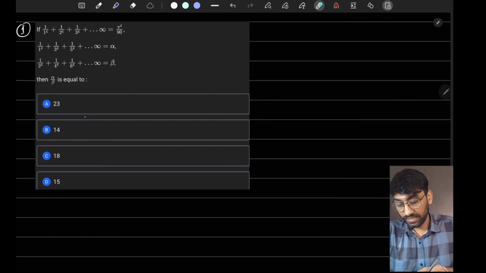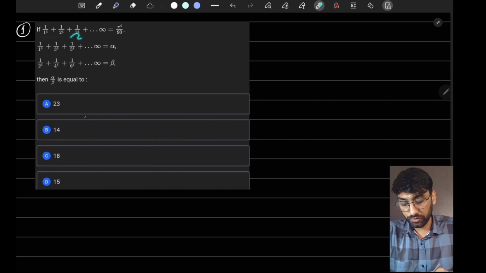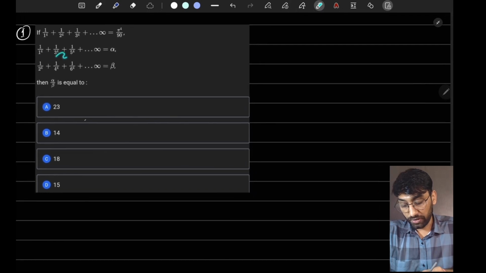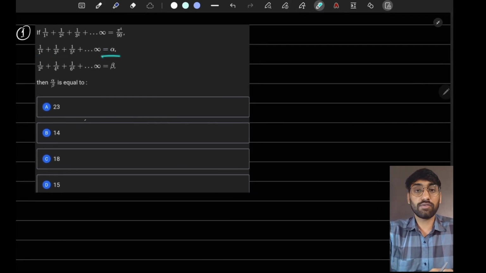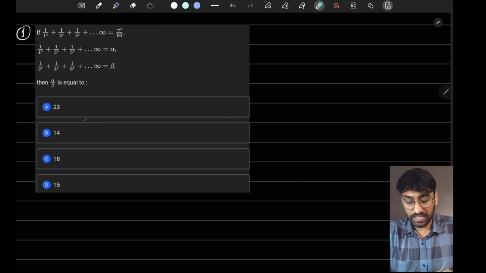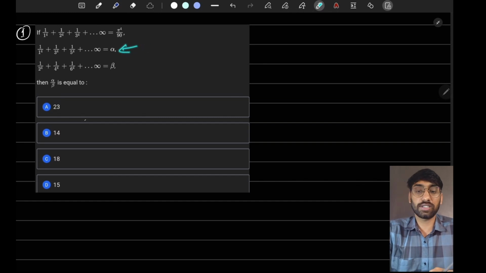Okay, so what are they saying? They are saying that 1 upon 1 power 4 plus 1 upon 2 power 4 plus 1 upon 3 power 4 till infinity equals pi power 4 by 90, and 1 upon 1 power 4 plus 1 upon 3 power 4 plus 1 upon 5 power 4 till infinity equals alpha. It means from the above series, I am taking all the odd place terms and adding them. Then they are saying that summation is nothing but alpha.